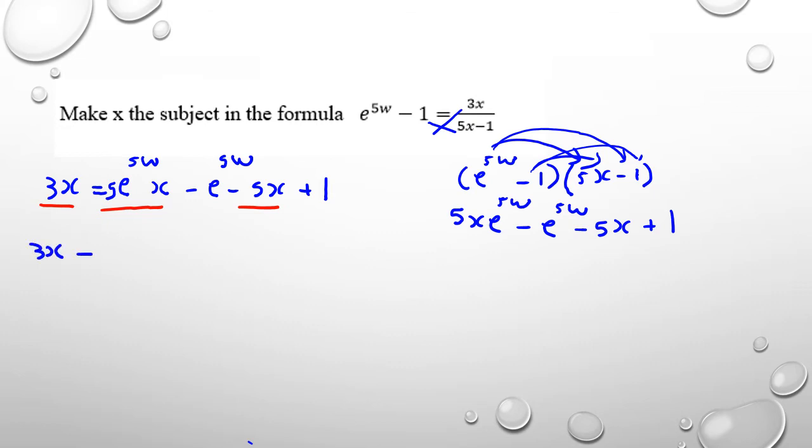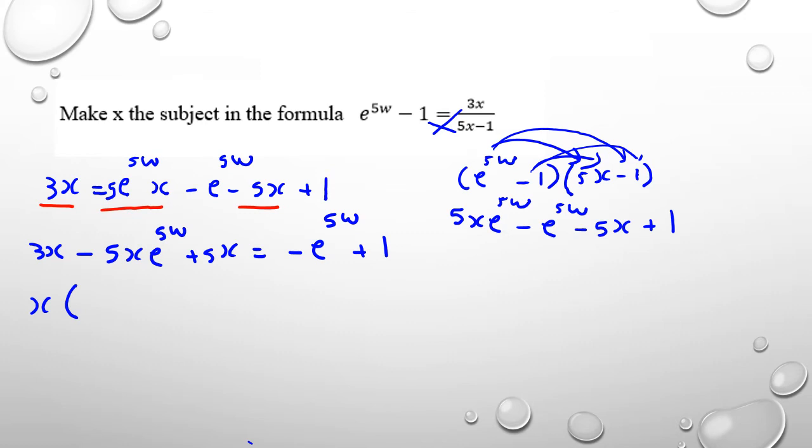I'm going to take this one to here, so it's negative 5x e to the power of 5w. Then negative 5 becomes positive 5x equal negative e to the power of 5w plus 1. Now all those three terms are x's, but you can't simplify them because they are not like terms, so you have to get x as a common factor. Because I want to have x as subject of formula, so I need to have only one x. At the moment I've got 3 different x's. So x is a common factor.